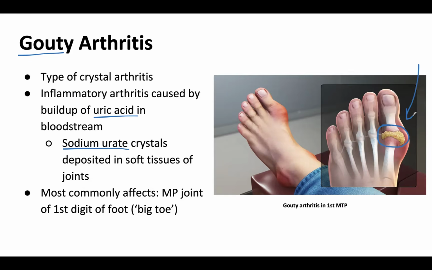Uric acid is produced when the body breaks down purines, which are found naturally in the body, but are also found in high levels in certain foods, such as red meat, organ meats like the kidneys or livers, certain seafoods like mussels and anchovies, certain alcohols like beer, and drinks that have a high level of high fructose corn syrup.